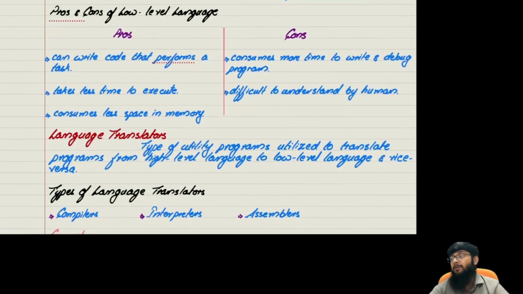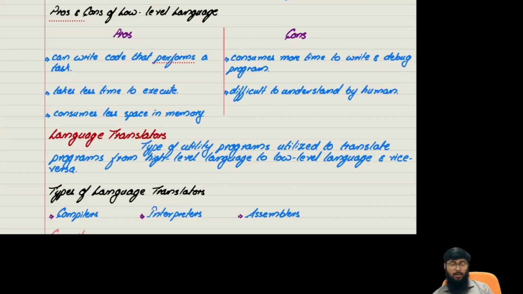Now coming towards the language translator. We are saying that a human understands a high level language whereas the machine understands a binary language. Now obviously there is a language barrier between the two. So how are those two going to communicate with each other? So there is a language translator. Now what do you mean by a language translator? A language translator is a utility software, not an application software, that converts a high level language to a low level language. That means a human understandable language to a machine understandable language, and back from machine understandable language to human understandable language.